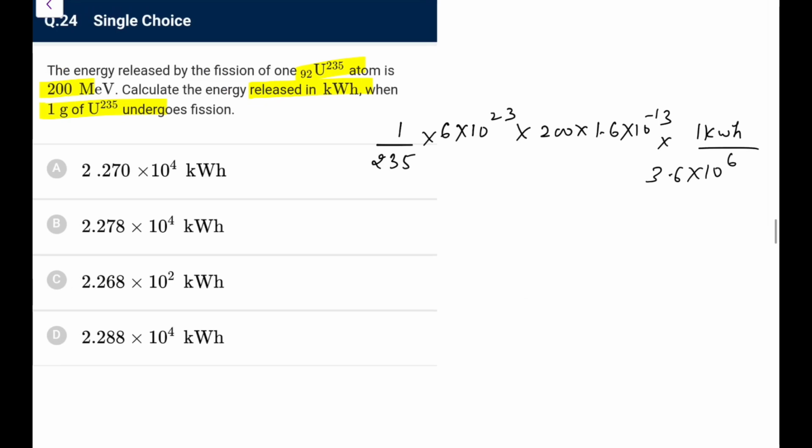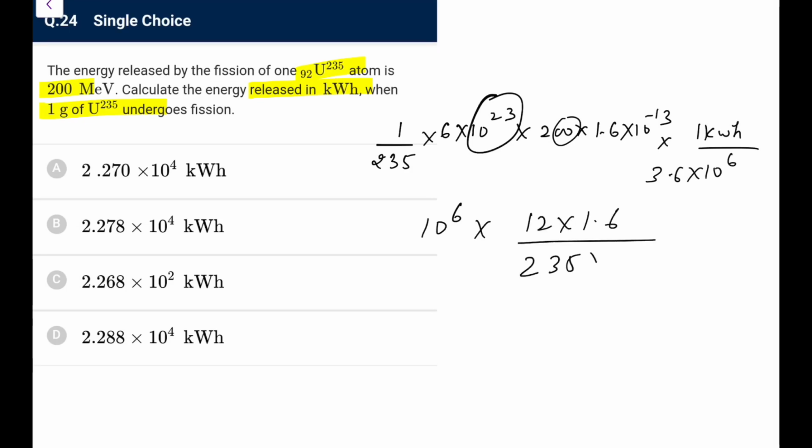So now you have to do this power calculation. The powers of ten are 23, 25 and 19, so that is 10 to the power 6 into 6 into 212 into 1.6 upon 235 into 3.6. So this is 0.3, this is 1. We get 235 into 0.3, that would be approximately 80. So 1.6 upon 80 will be 50, so it would be 2 point something into 10 to the power 4.